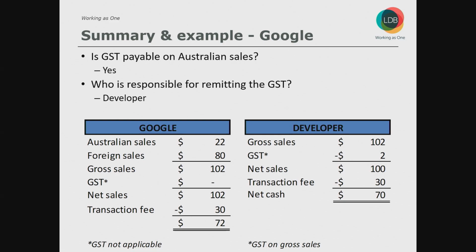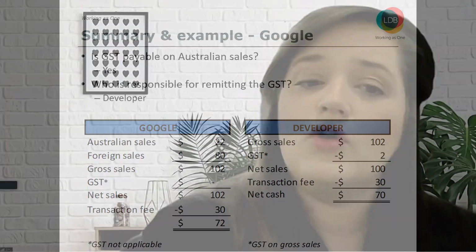So in this situation, it is the developer that remits the GST. However, Google will do all the calculation, all the collecting, and they will pay you that $72 so that you have your $70 share and your $2 of GST that you need to pay the ATO. So it's a bit of a different way of looking at it, and legally this is the way the agreement is worded. However, practically speaking, Google will collect everything and give you $72, and you give $2 to the ATO and retain your $70. It's just a little bit different in practice.